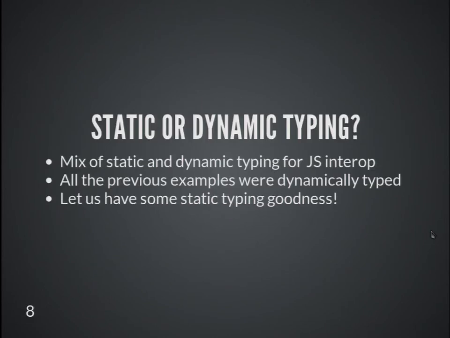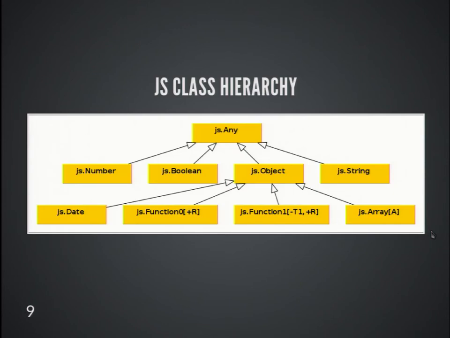But okay, that's fine if you have but a few interops with JavaScript. But at some point you want to have all the statically typed goodness of Scala. So let's have some. The basic idea is that first we will actually type JavaScript. So there is a class hierarchy, fairly straightforward. You have JS any, you have subtypes number, boolean, object, and string. And under object you have all kinds of things, including the functions that are with type parameters, of course.